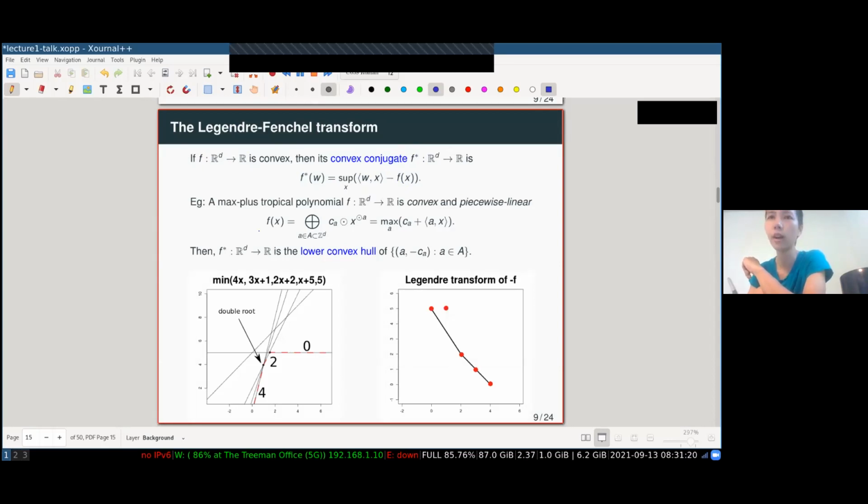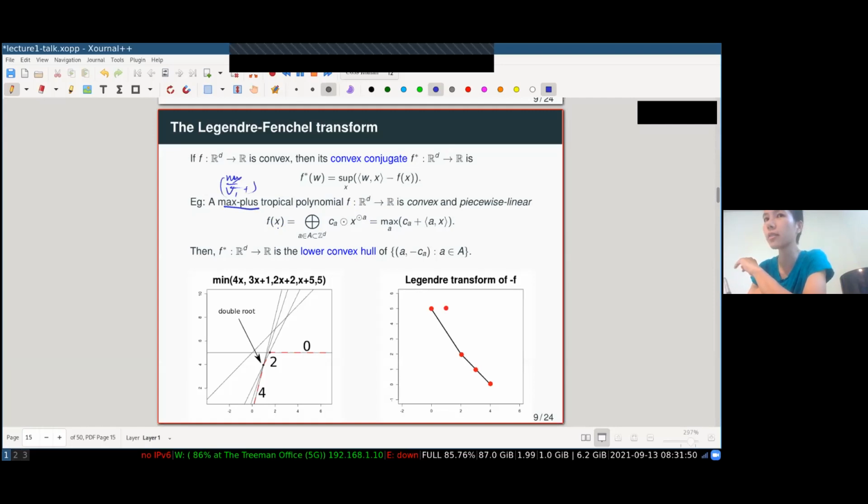Why is that important for us? It's because we often encounter in the tropical world convex functions, namely a max-plus tropical polynomial. That is a polynomial in max-plus. Okay, that is a convex function, right? So why is that? What does that polynomial look like?